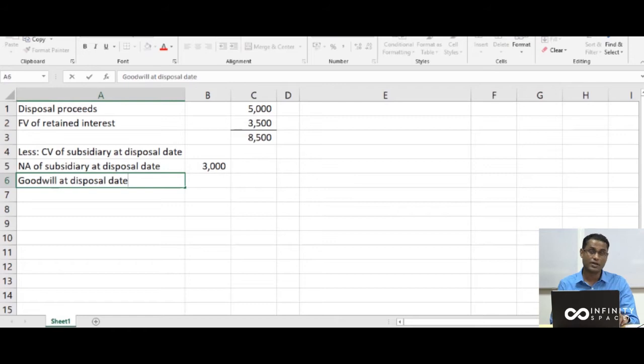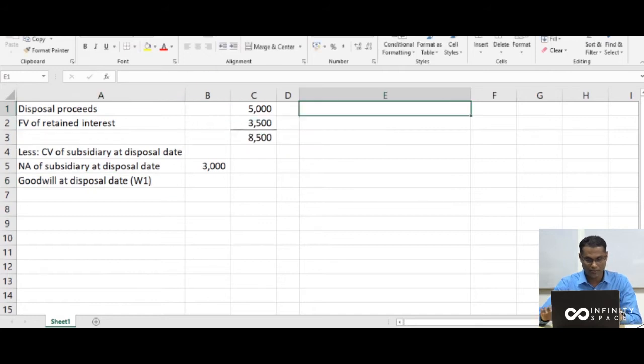The goodwill figure at the disposal date is not given. Even the acquisition date goodwill figure is not given. What is mentioned in the question is that half of the goodwill is impaired. So to find out what is the impaired component of the goodwill and what is the remaining component of goodwill at the date of disposal, I have to do a working. I will do working number 1 to calculate the goodwill figure at the date of disposal.